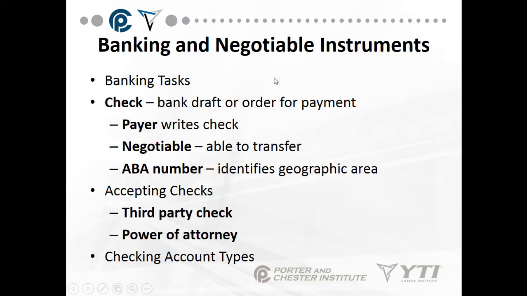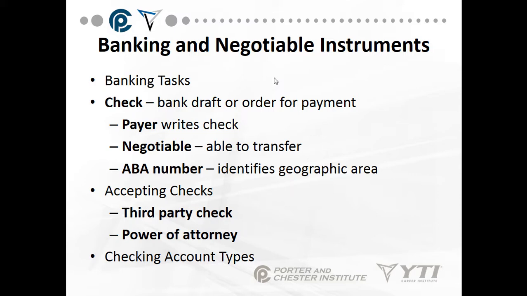Now, banking and negotiable instruments. All right, we're going to look at different types of banking tasks. Check. A check is a bank draft or an order for payment. And the payer, you write the check. And it's negotiable, able to transfer $10 to the doctor's office. And there's an ABA number, and it identifies a geographic area. All right? So a check is a bank draft.